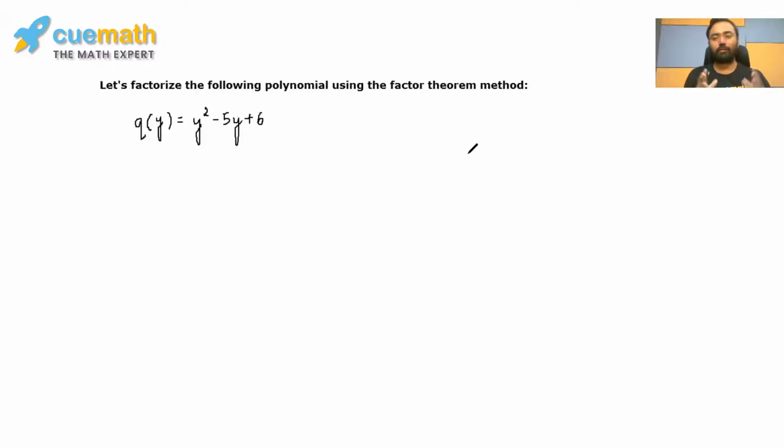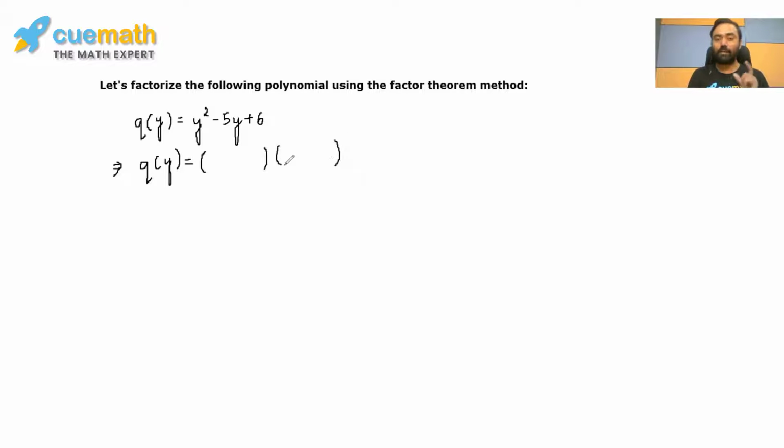Now we have been given a question where we'll have to factorize the given polynomial using the factor theorem method. Let us understand with the help of this question how the factor theorem method works and what it is all about. So basically we'll have to factorize the given polynomial, and let us write a line here. If we factorize this given polynomial, we are going to get two factors.